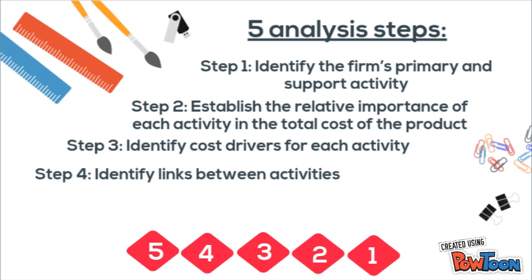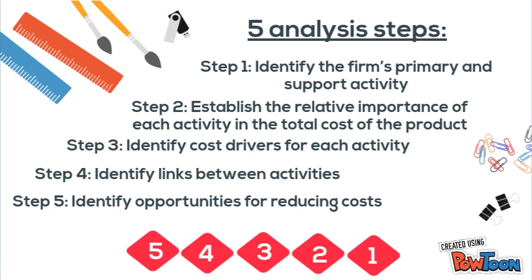Step 5. Identify opportunities for reducing costs. When the company notices its inefficient activities and cost drivers, it can plan on how to improve them. For example, too high wage rates can be dealt with by increasing production speed, outsourcing jobs to low-wage countries, or installing more automated processes.